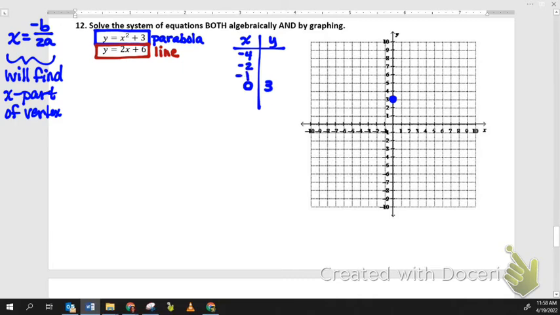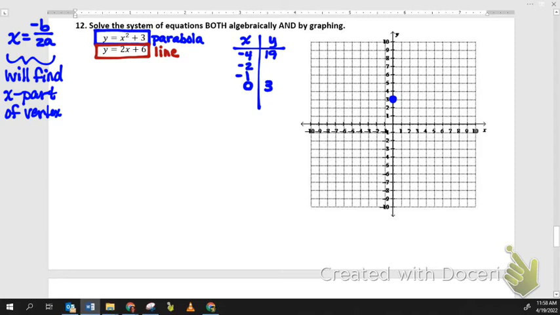So if I put negative 4 in, what is negative 4 squared? 16. 16 plus 3? So 19. Not going to be able to graph that one. It's too big. How do you know that? Because the graph only goes to 10.